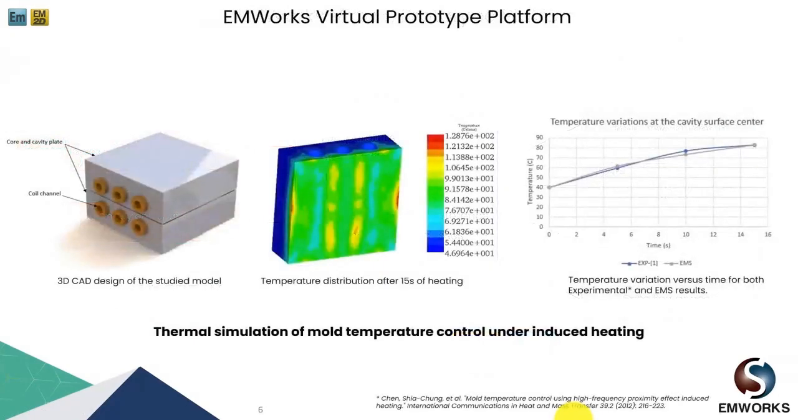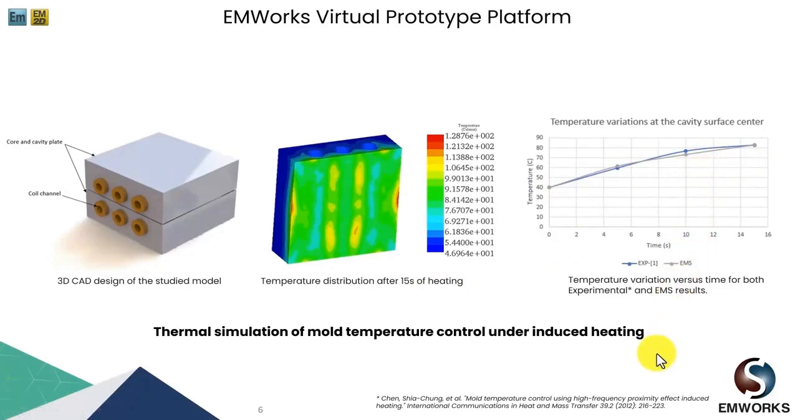We have also performed a high level of accuracy validation against lab measurements using our tool EMS, which is developed by EMWorks. For example, you can see a 3D CAD design of the studied model, which has some coil, channel, core and cavity plate. You can look at its temperature distribution and a very interesting graph, which shows the temperature variation versus time for both the experimental and the EMS software results.